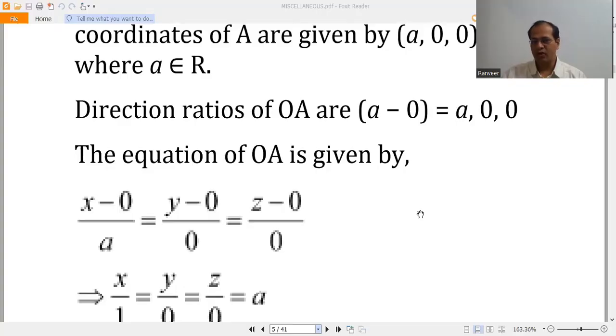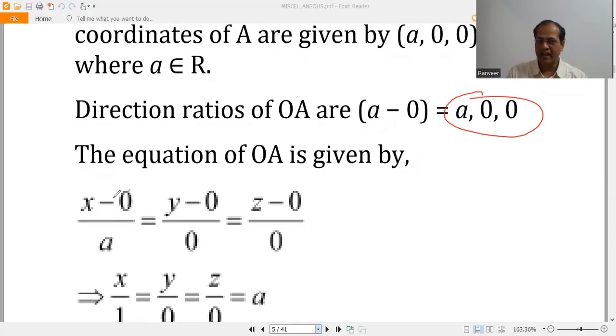Now the direction ratio of OA is nothing but a minus 0, 0, 0, that is a, 0, 0. So the equation of OA we can write as x minus 0 by a, y minus 0 by 0, and z minus 0 by 0, because this is the direction ratio and this is the point, the origin, since the line passes through the origin.